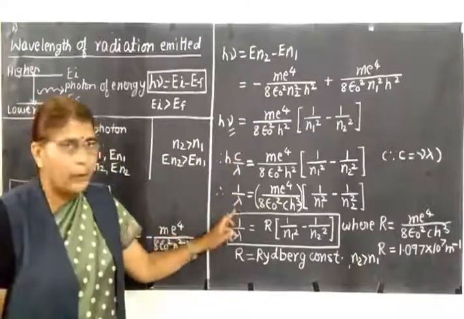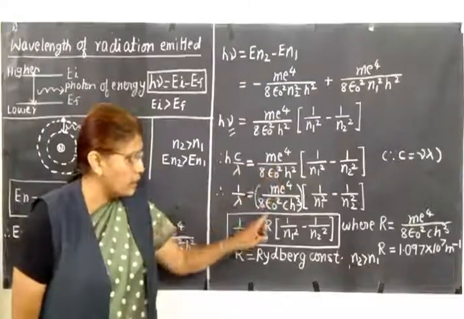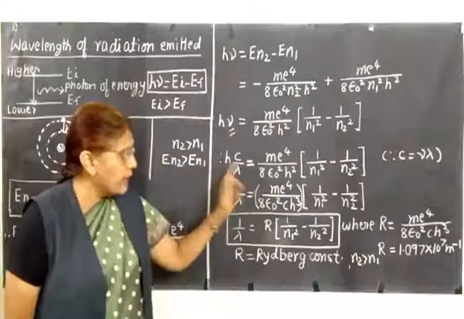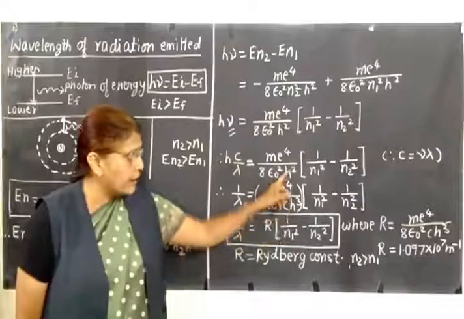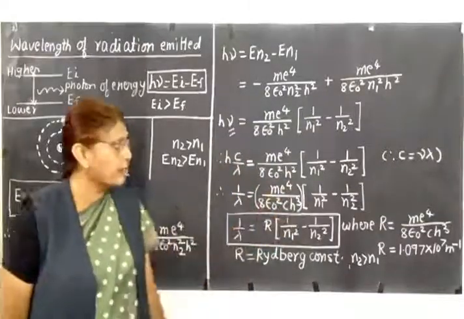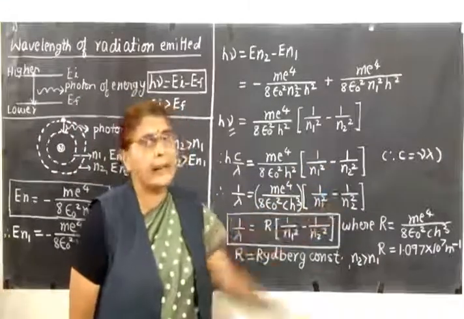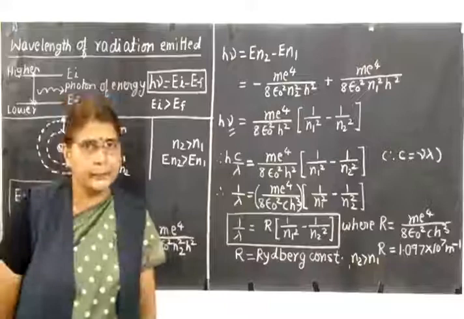So what is 1 upon lambda? m e raised to 4 as it is, 8 epsilon 0 square as it is. c and h come here, so it will be c h square into h, which will become h cube. So you will have c h cube here. Then this bracket as it is, no change: 1 upon n1 square minus 1 upon n2 square.